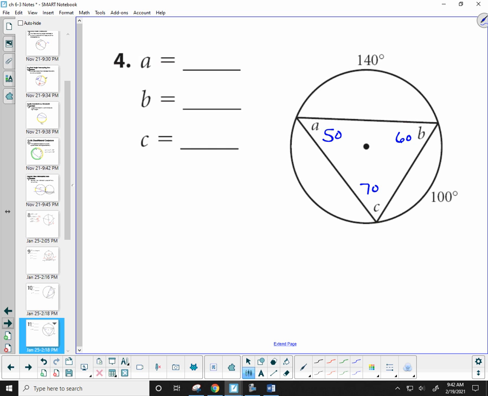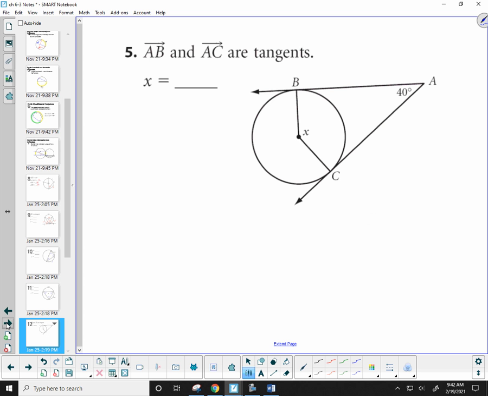All right, next one. So this is one of our problems from yesterday. I think it was yesterday. This is my kite, right? We know those have to be right angles right here, so these 2 angles are going to be supplementary. So angle X has to be 140 degrees.